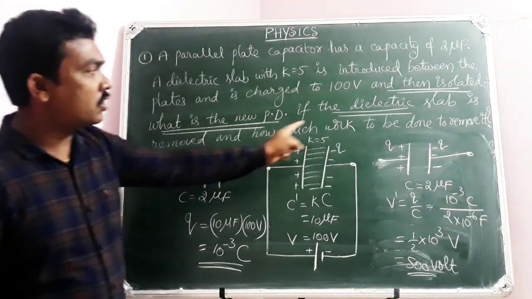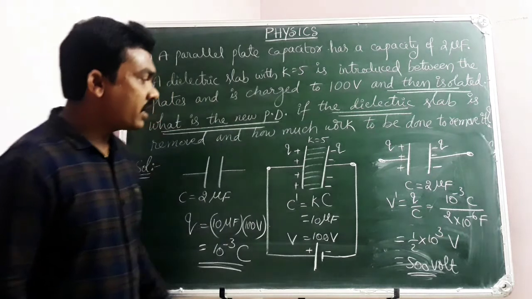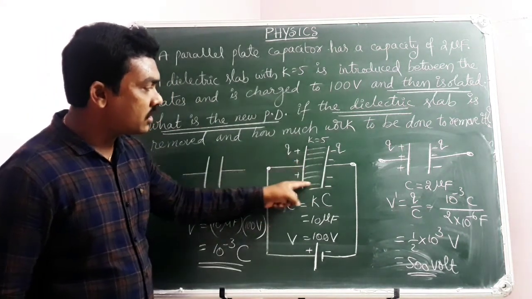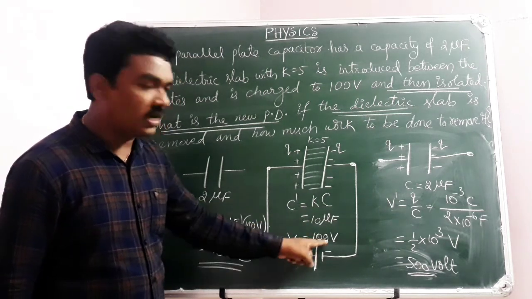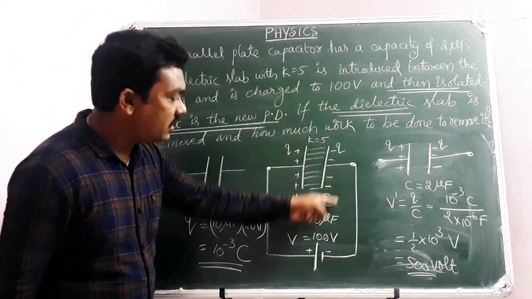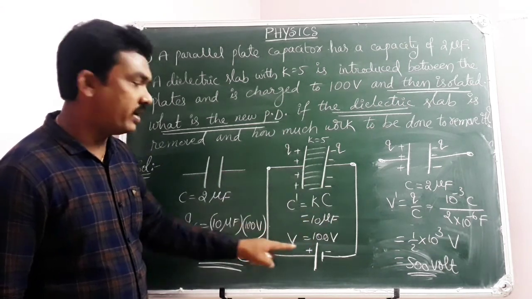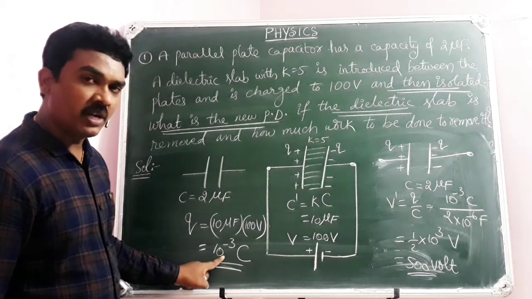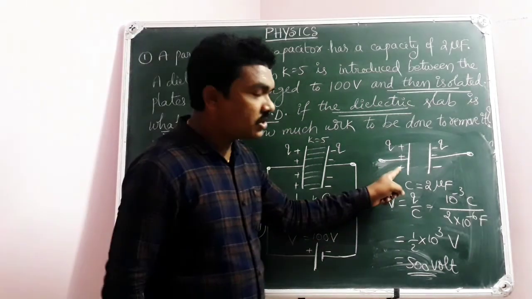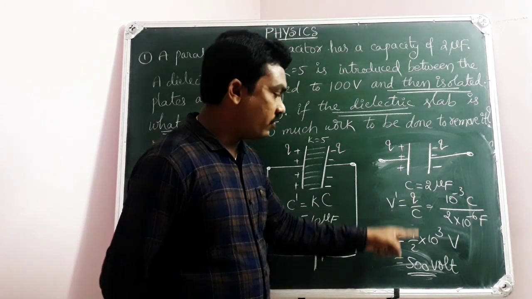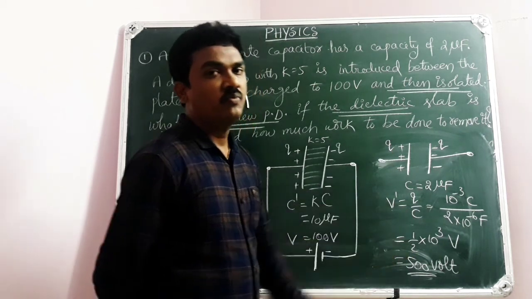Now the last one: how much work is to be done to remove it? So in this process, how much work is done? Calculate the energy stored in the capacitor, U equal to half CV square. C equal to 10 microfarad, V equal to 100 volt. With that, calculate the energy stored in the capacitor in this situation. Or else you can apply VQ by 2: V 100 volt into Q 10 power minus 3 by 2. You will get the energy stored in this situation. Then calculate the energy stored in the new situation: VQ by 2, V 500 volt into Q 10 power minus 3 coulombs by 2.